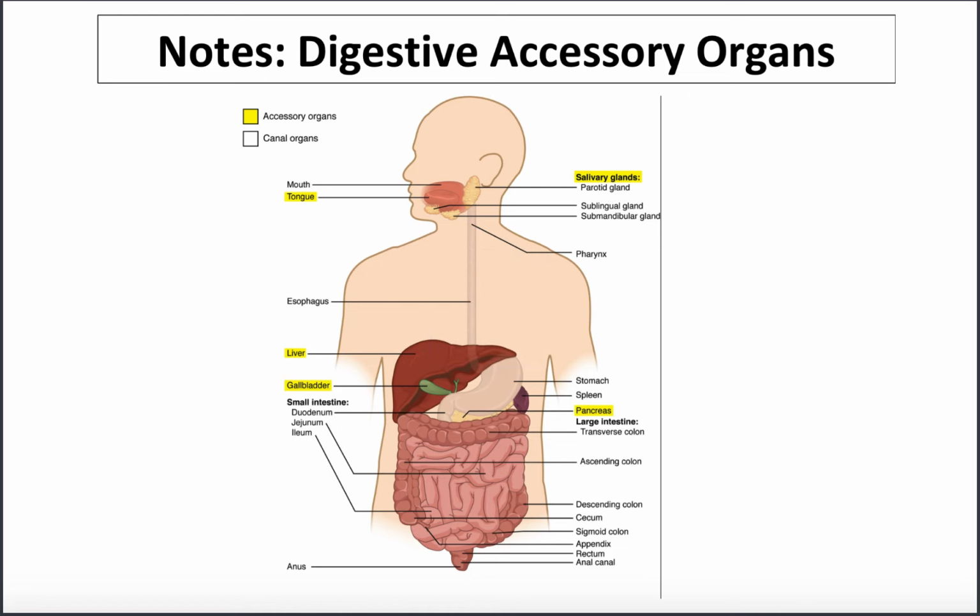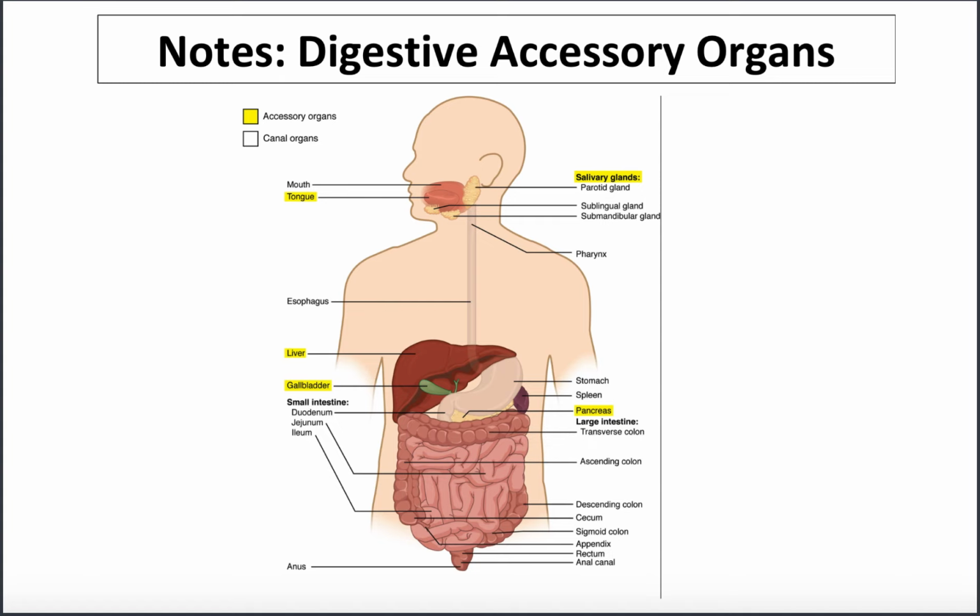Hi everyone, in this lesson we're going to go over digestive accessory organs. These are organs that are not part of the main GI tract. They are not the hollow tube that food passes through, but they add elements to the hollow tube of your mouth, esophagus, stomach, small intestine, and large intestine.